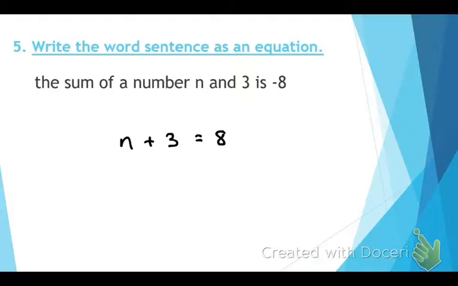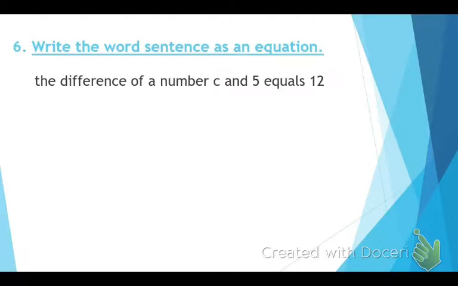What else is wrong with this? Autumn. There's no negative. Good job, okay? That says -8, so we've got to make sure to put the negative. A lot of times people neglect the tiny details, and that will take off points, all right? So it should be n plus 3 equals -8.